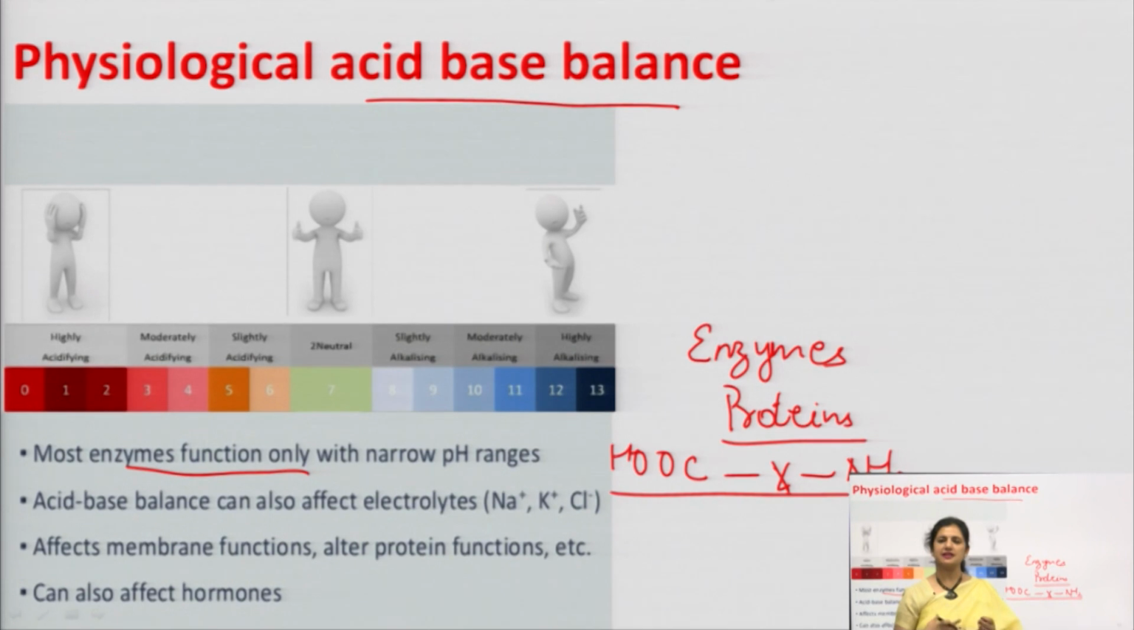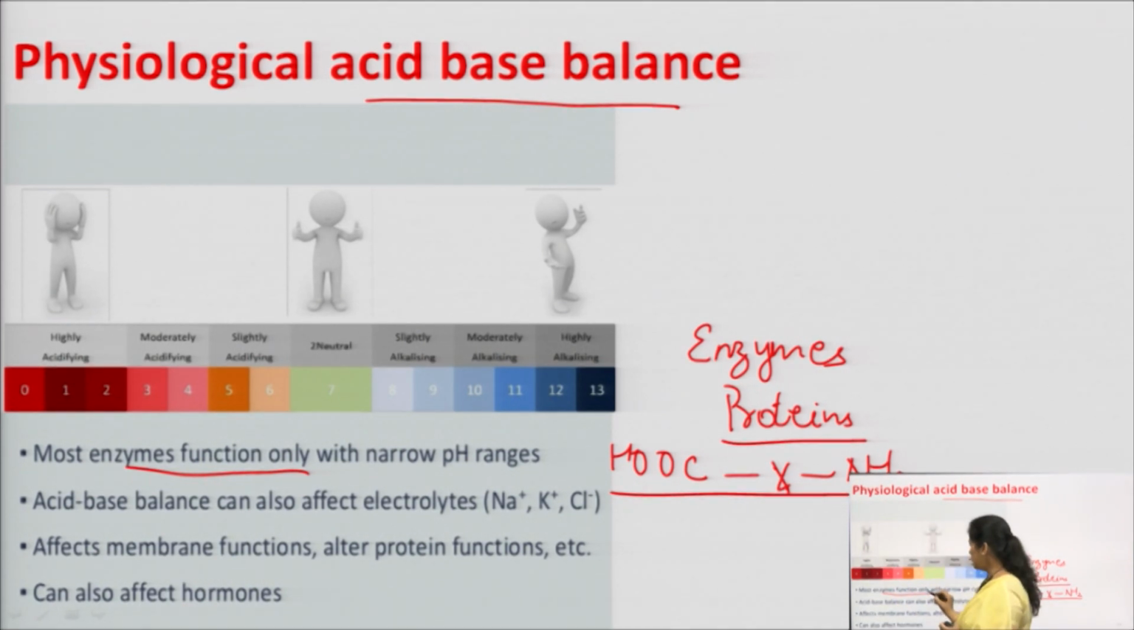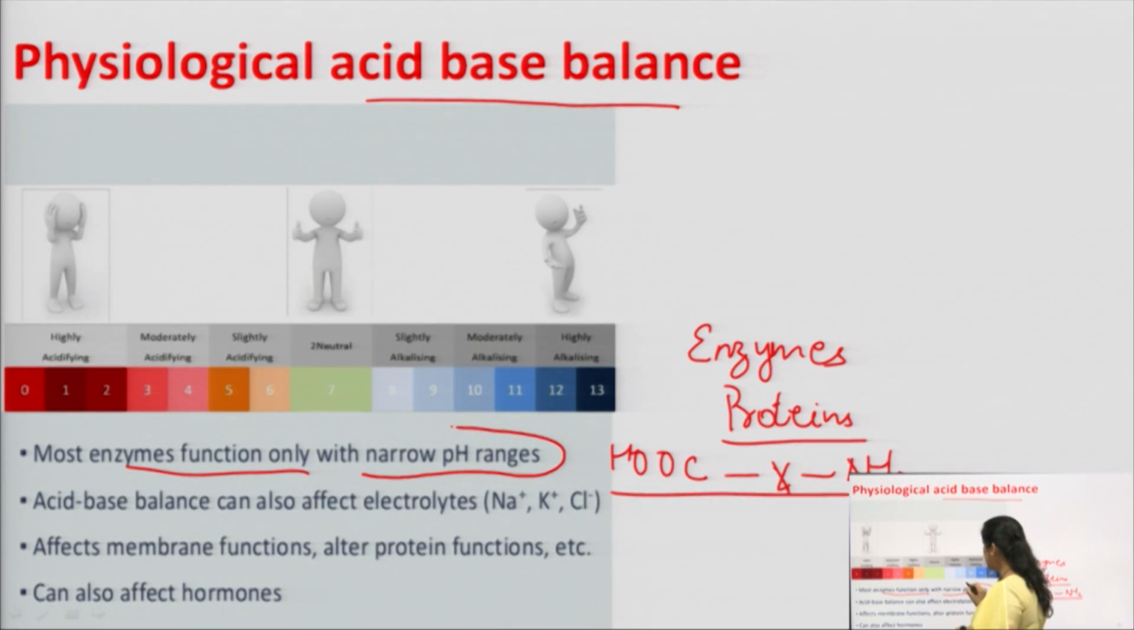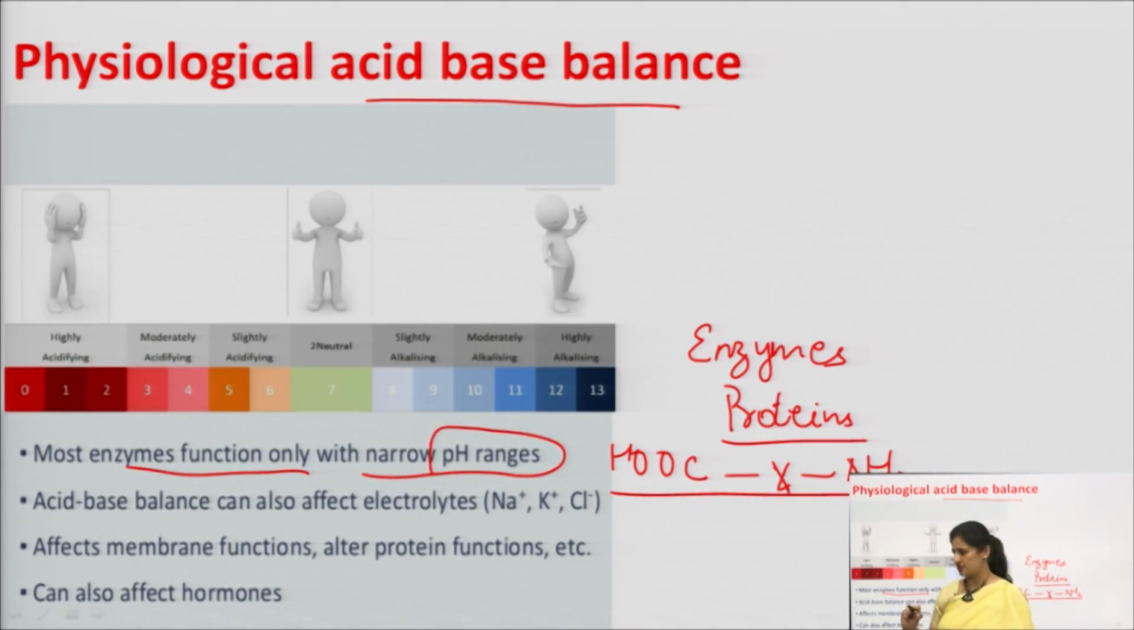When such amino acids combine together, they form protein. So, they have specificity in their working, meaning that they are going to work only in a specific pH range and not in every pH.